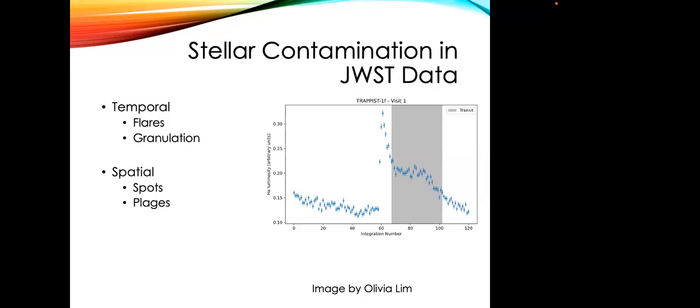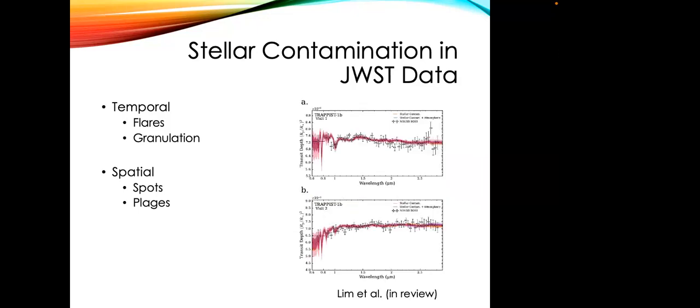And from a spatial aspect, this is 2 visits of the same planet. The transits look similar, but if you look at the short wavelength regions, there are clearly some differences. This is very likely due to the fact that the star has spots or plages, and transmission spectroscopy generally assumes a uniform surface, which TRAPPIST-1 is not.